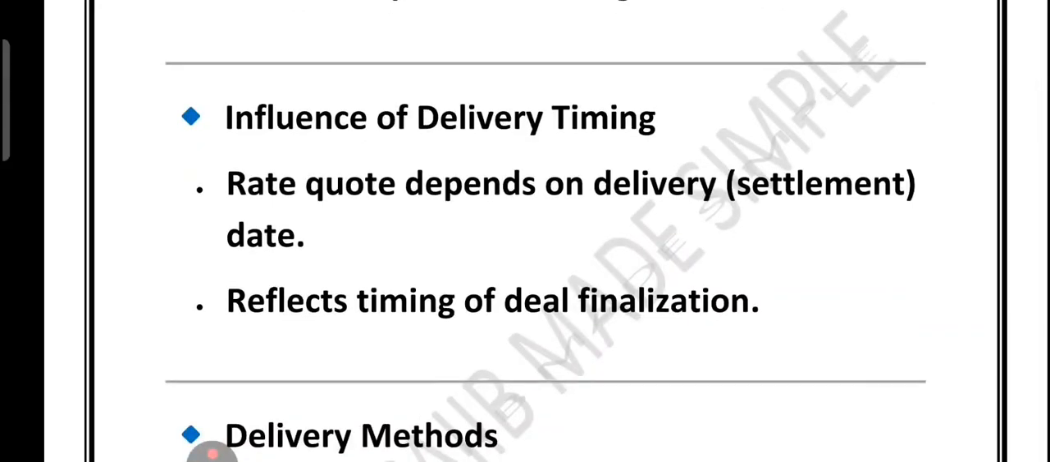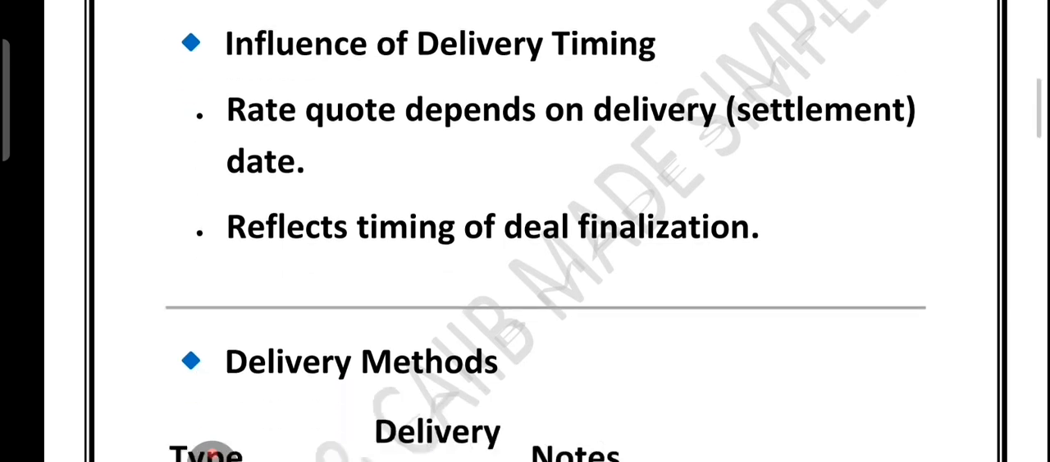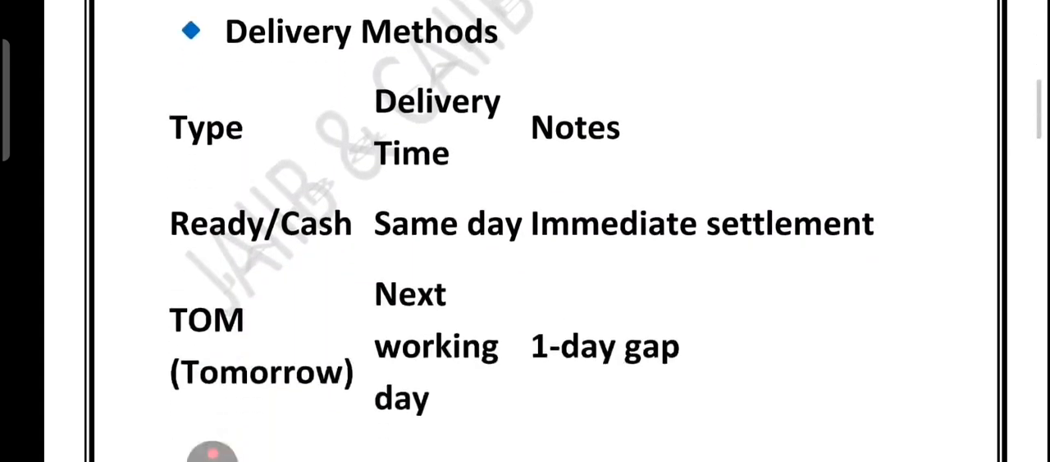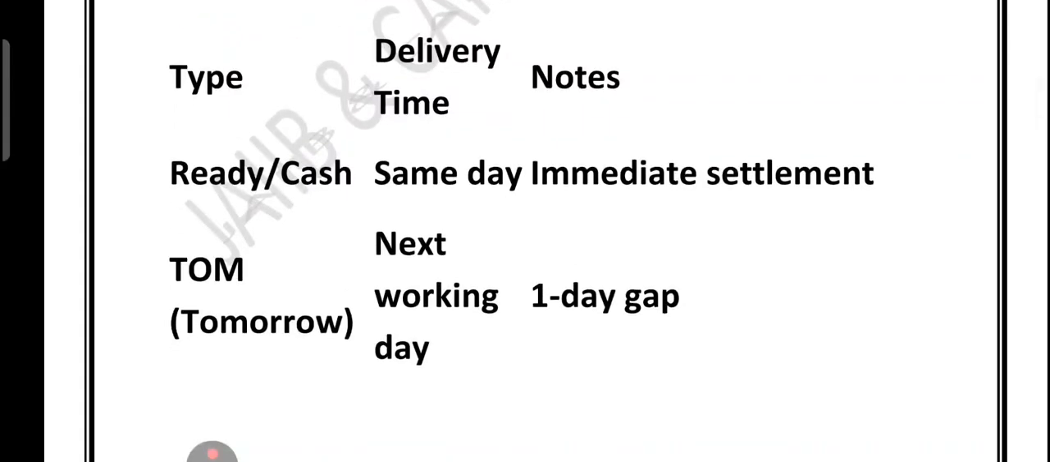Rate quotation depends on the delivery timing a lot. Very important thing. Rate quotation depends on the delivery timing, which means the settlement date, and it reflects the timing of the deal finalization. So you can see the TOM. First type is ready or cash. Whether we call it ready or cash, both mean the same thing. So what is the meaning of ready or cash? It means same day and immediate settlement happens.